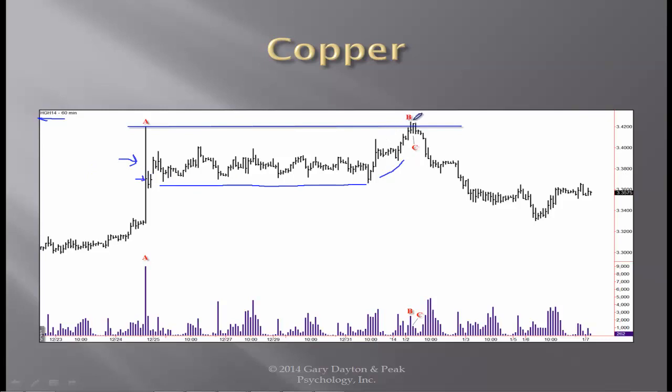Look at B. We pop up above the high of A and then close below it on volume. Then C tries to go back up above, and look at the volume. It's no demand up there. So on the next bar that comes down, there's your short right in here. That was a nice trade.